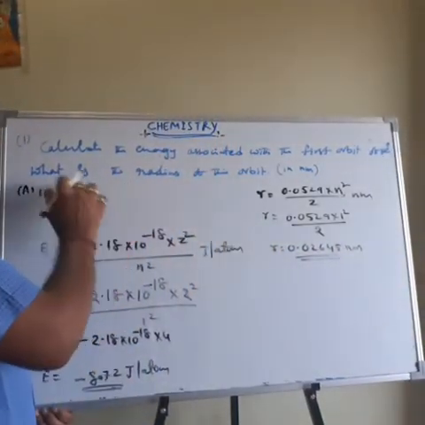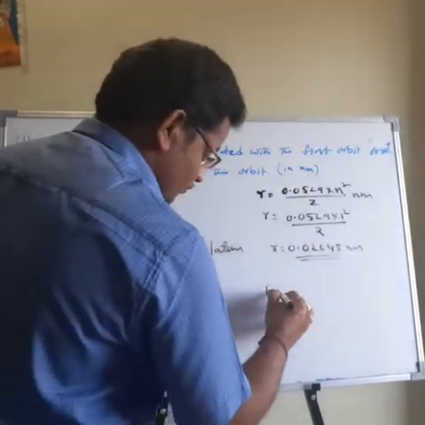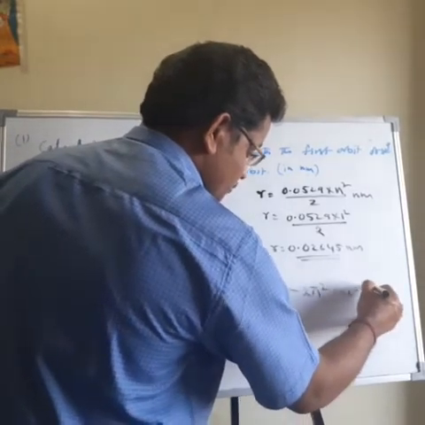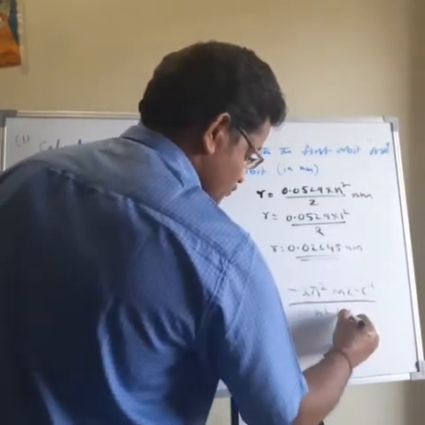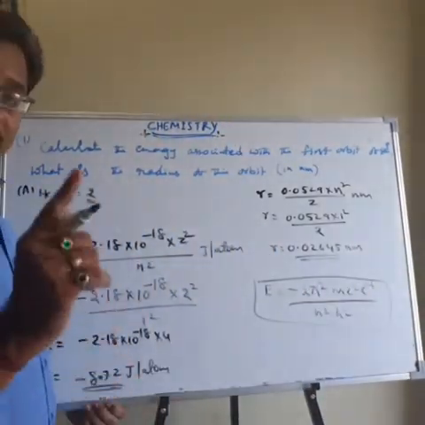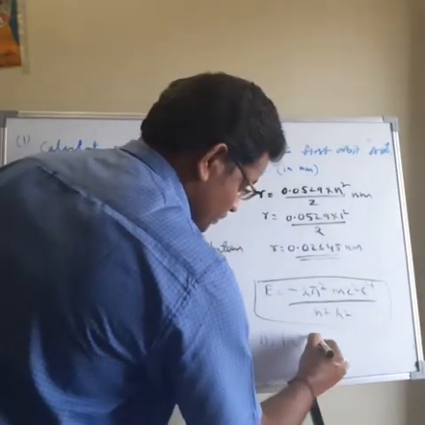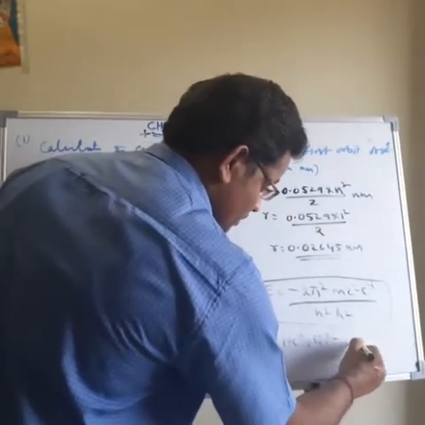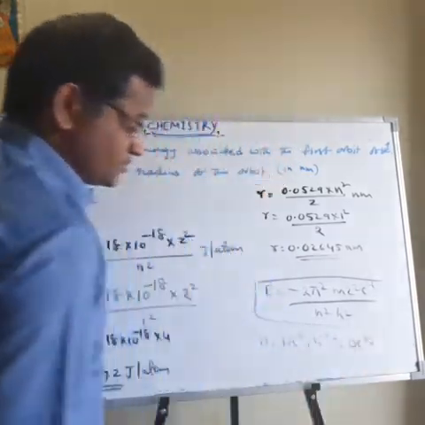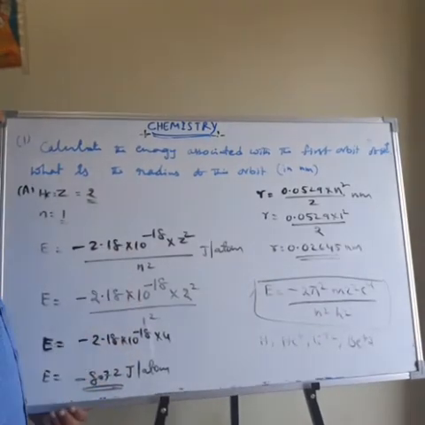So like that, here is one more important point. Here the energy of the orbit formula is minus 2 pi squared m Z squared e power 4 divided by n squared h squared. This formula is also applicable to single electron species like hydrogen, helium plus, lithium plus 2 and beryllium plus 3. The energy of the orbit is also applicable to those. So this is about the first problem.